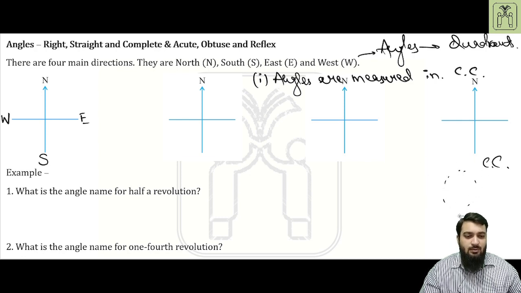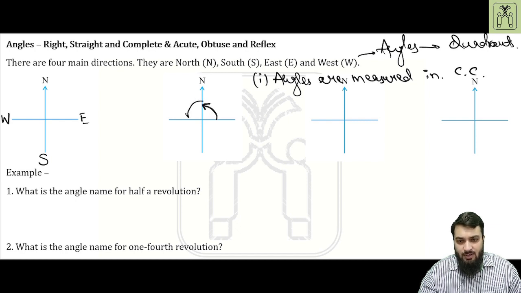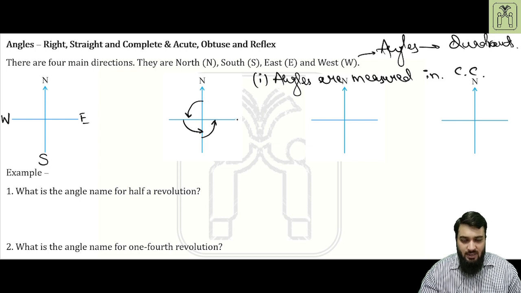Chalo. So now, what is the use of this counterclockwise? The use of this counterclockwise is that whenever you measure an angle, you will measure it in the counterclockwise direction. Everywhere the direction will be counterclockwise. That is the first thing.